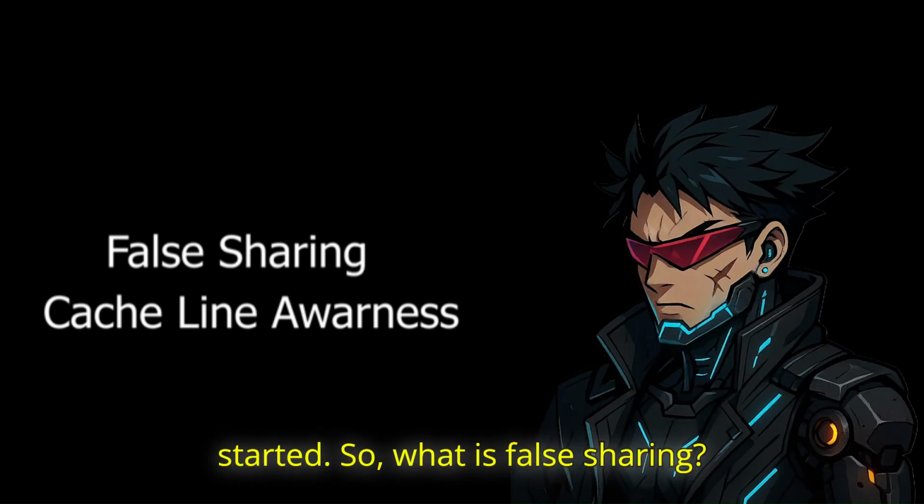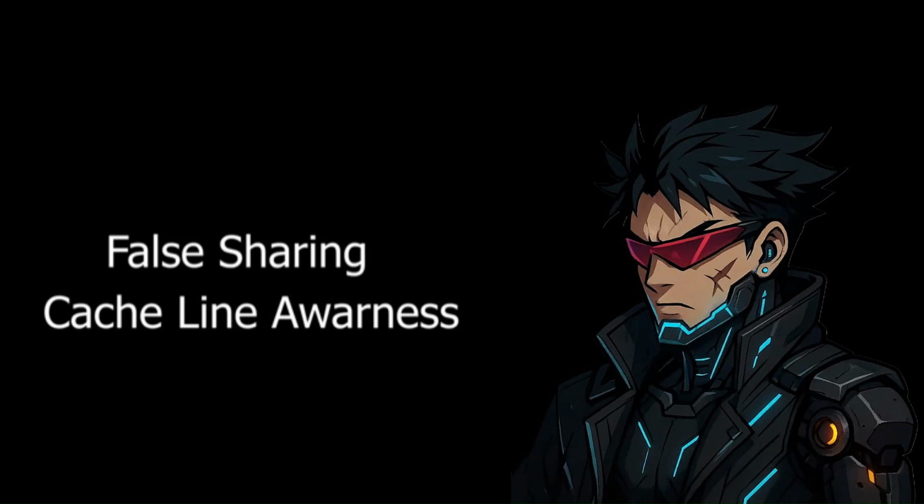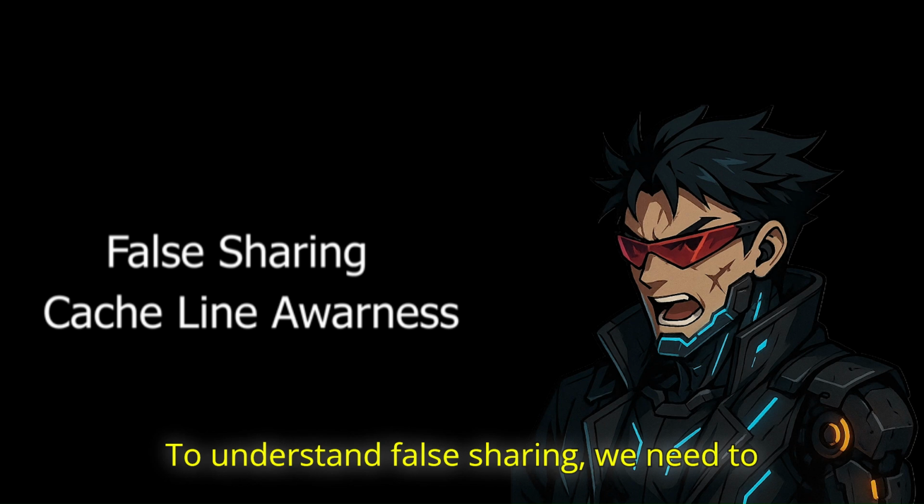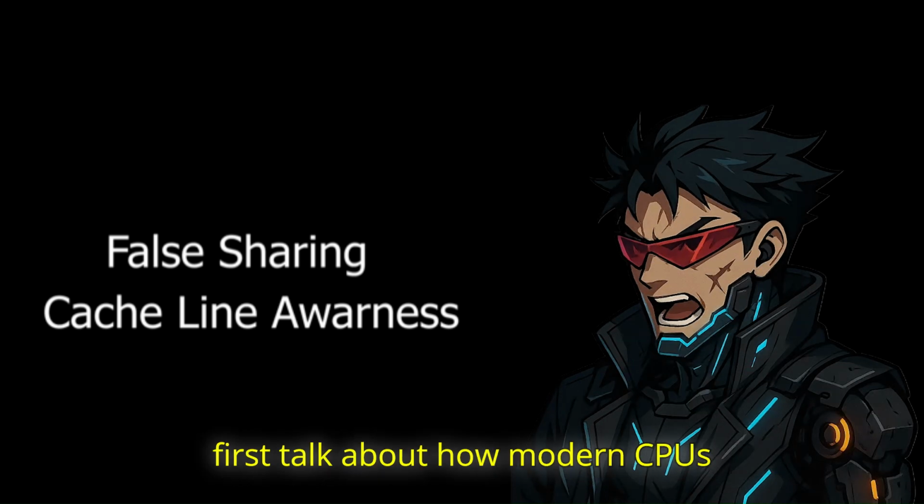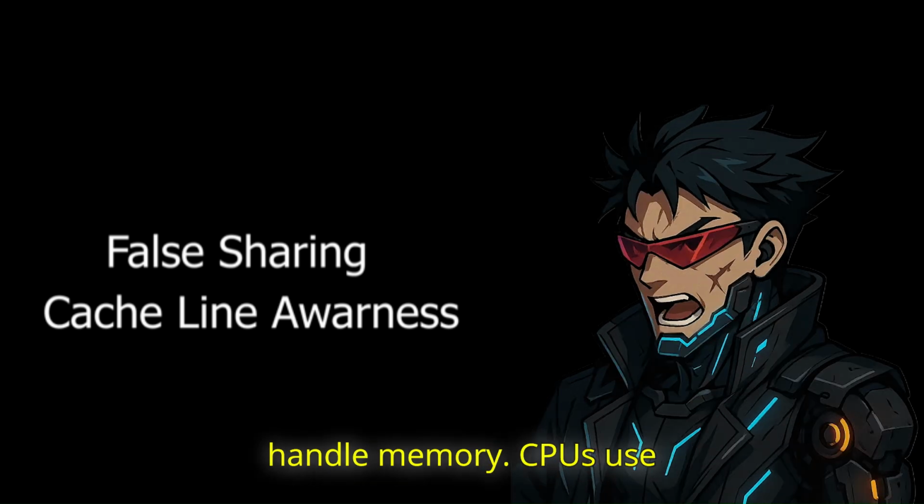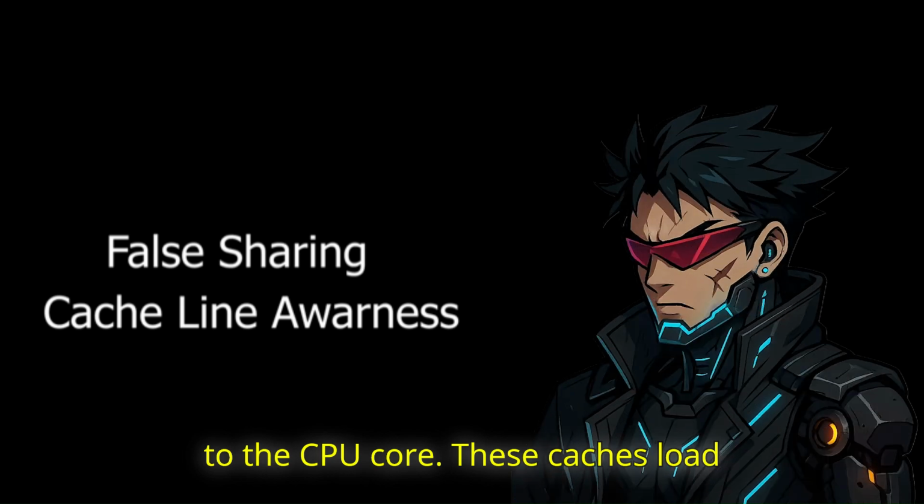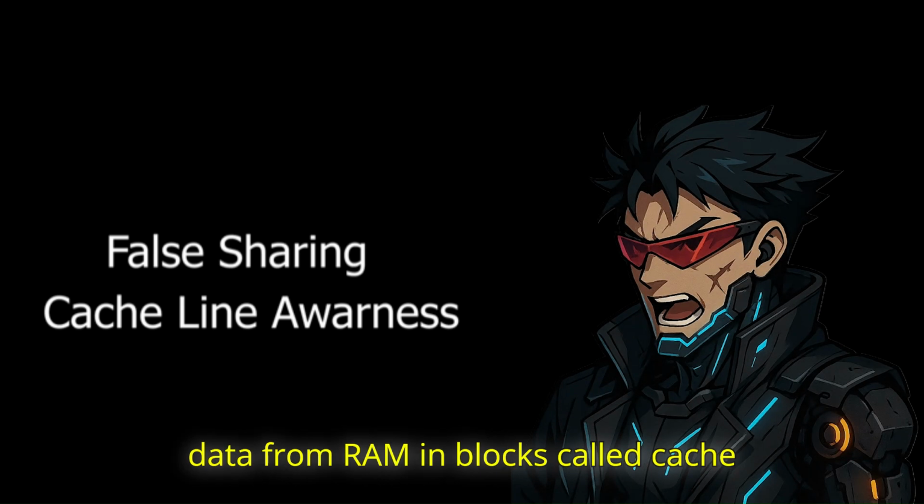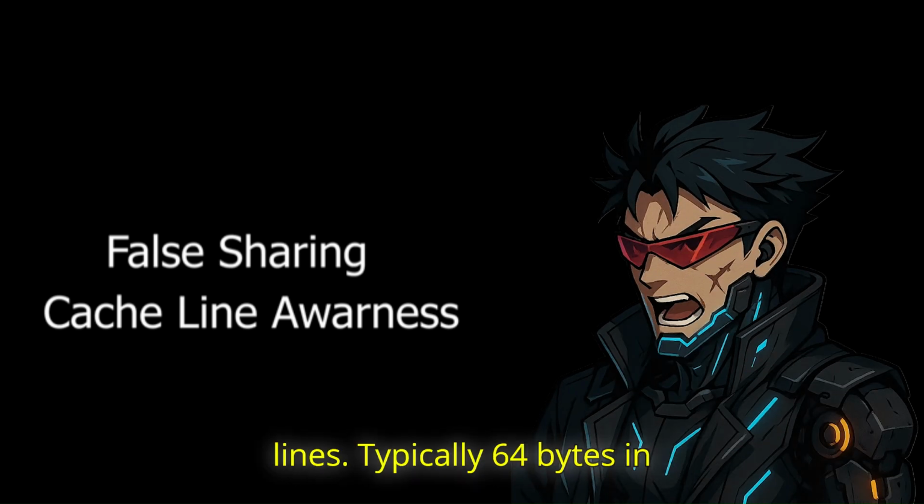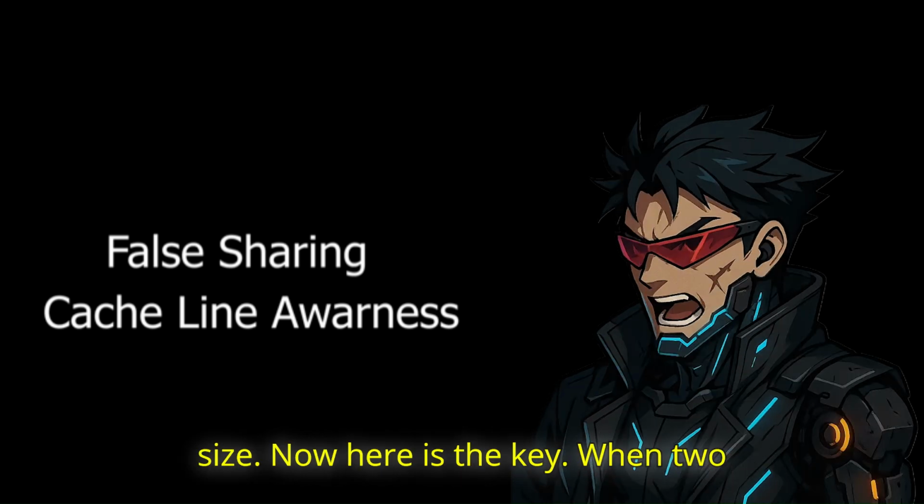Let's get started. So, what is false sharing? To understand false sharing, we need to first talk about how modern CPUs handle memory. CPUs use caches, very fast memory that sits close to the CPU core. These caches load data from RAM in blocks called cache lines, typically 64 bytes in size.